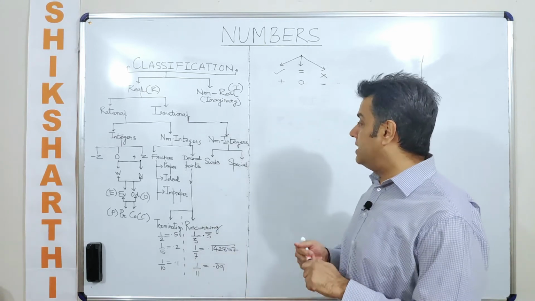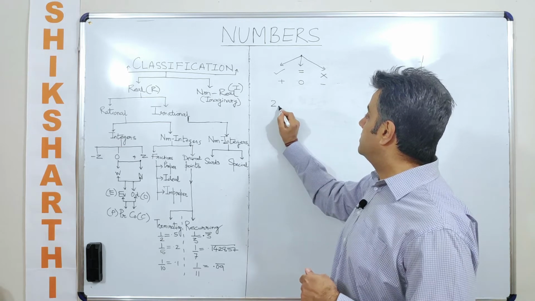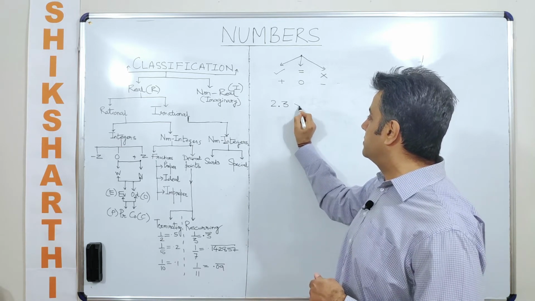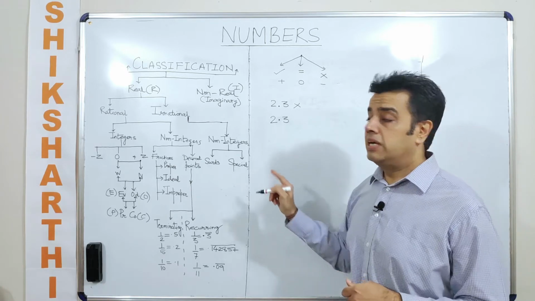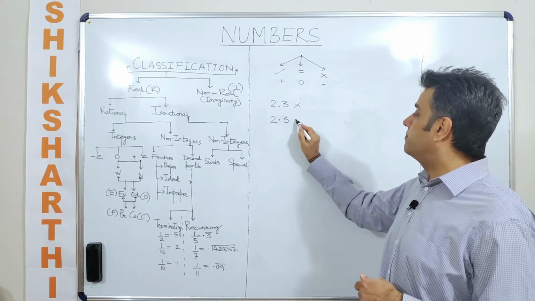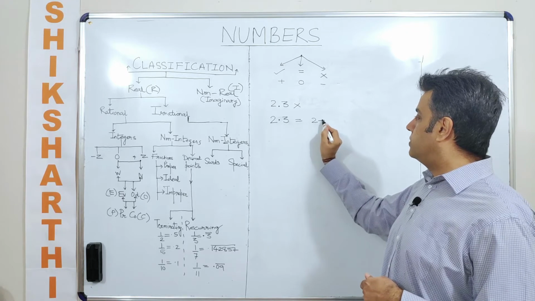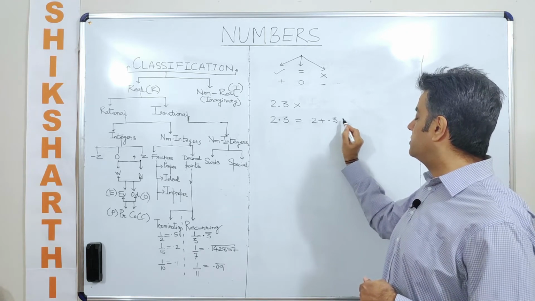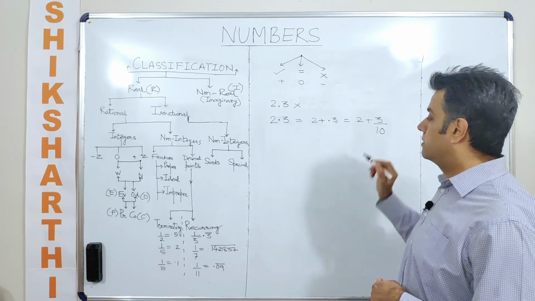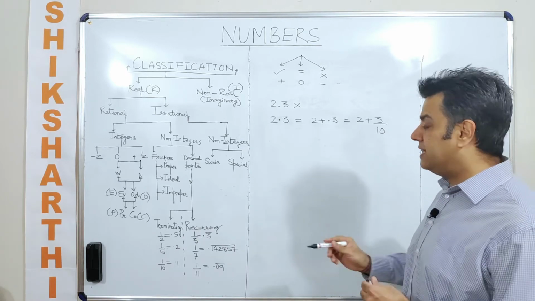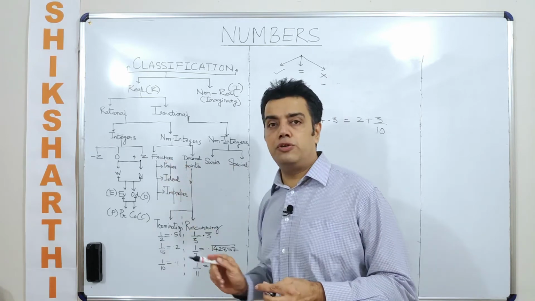Okay, now when I say a decimal point, if I say this is 2.3, this representation is incorrect. Now this has to be understood as 2.3. Now when I say this is 2.3, this has to be understood as 2 plus 0.3, which is nothing but 2 plus 3 by 10. So you will see that decimal points can be converted into fractions.